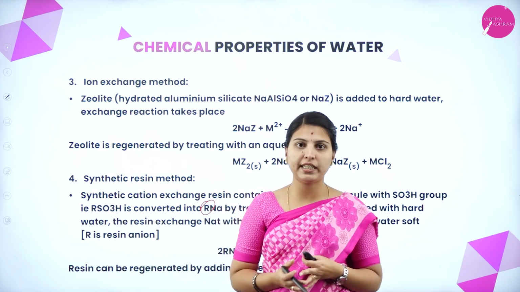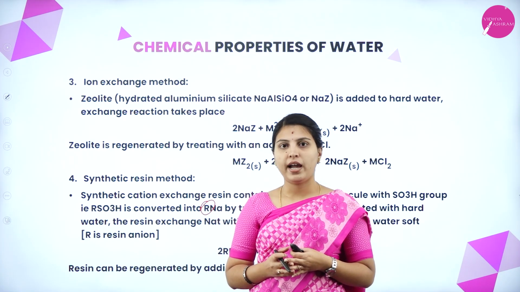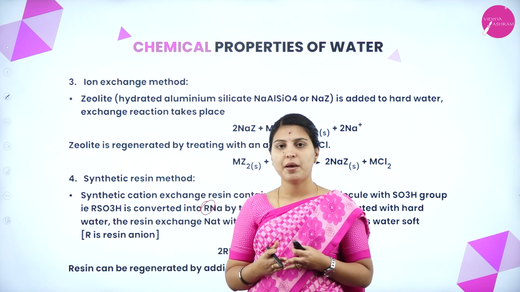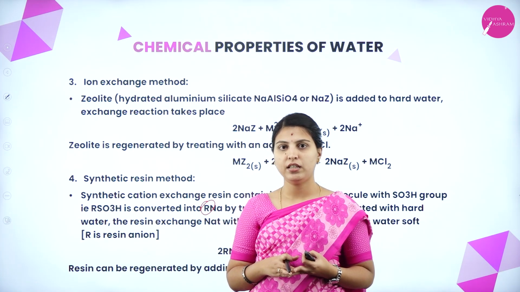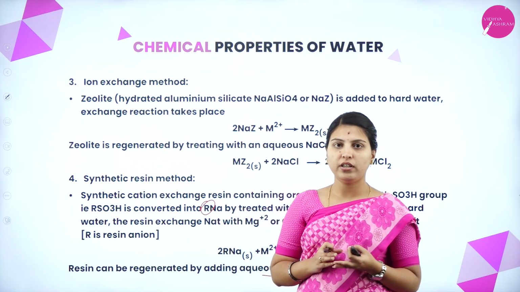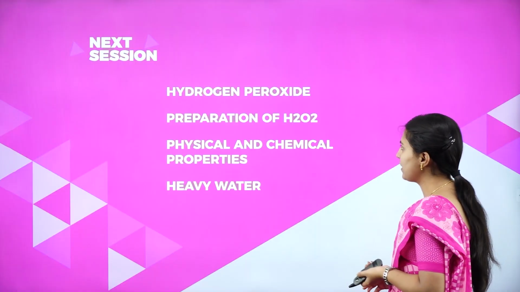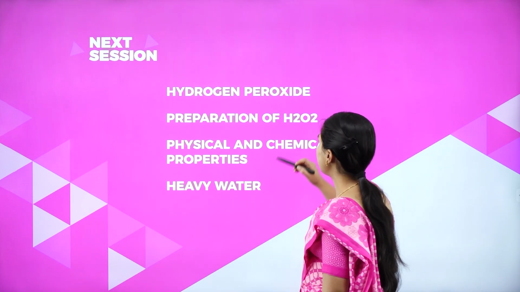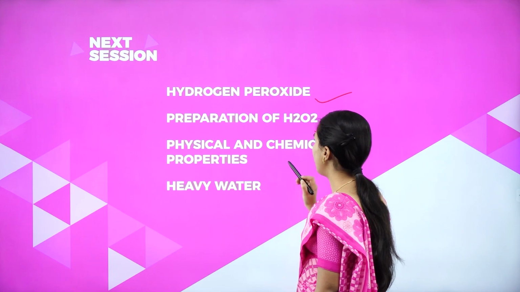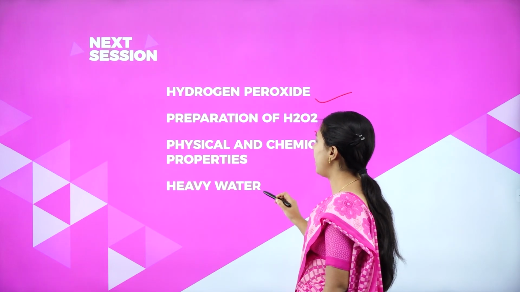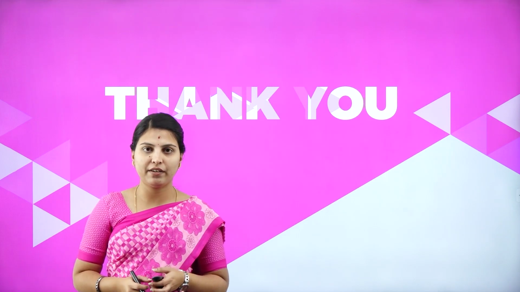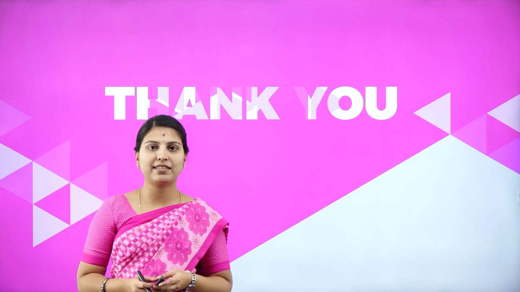So these are the chemical properties of water, what temporary hardness is, what permanent hardness is, and the methods to remove both kinds of hardness of water that we have discussed. In the next session, we will discuss hydrogen peroxide, its preparation, physical and chemical properties, and heavy water. I hope you have understood whatever I have taught today. So, we will meet in the next session. Thank you.